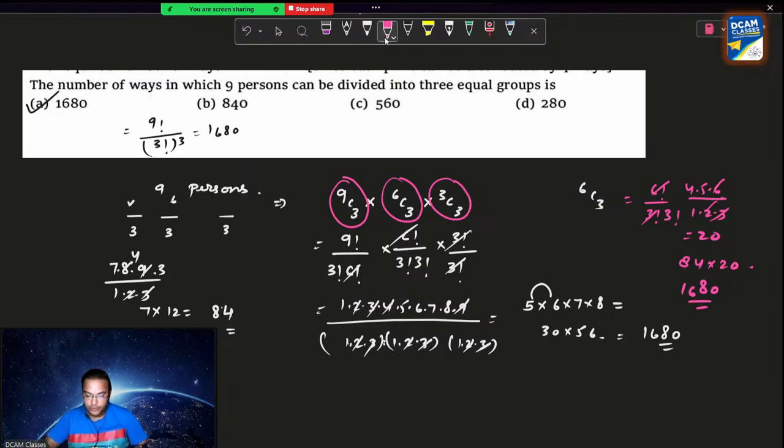I'll give you one more question of the same kind. A different kind. One is this one. This was asked in IIT. And one question I'll teach you of the rearrangements.